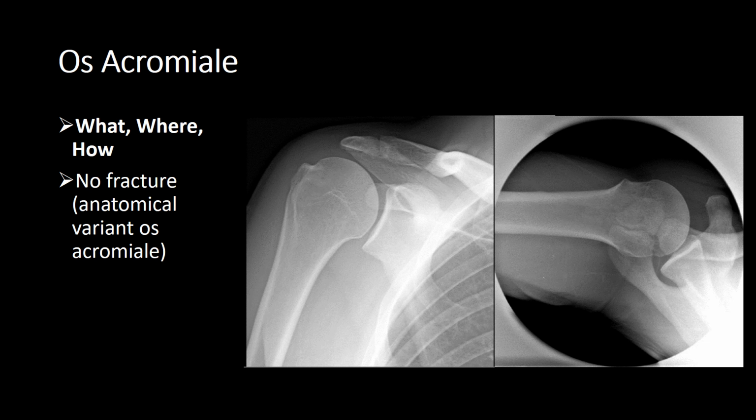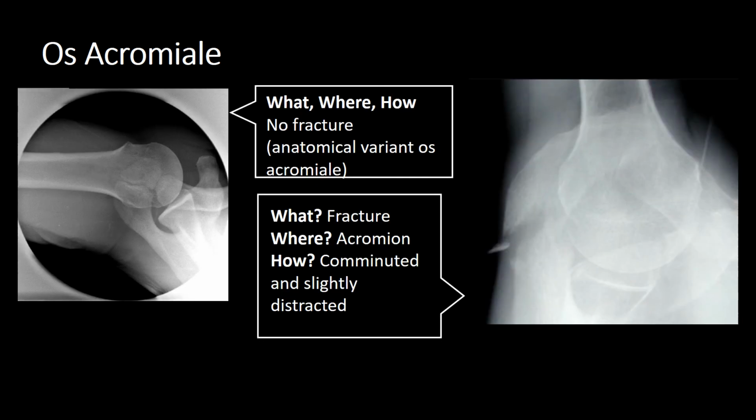Let's compare it to a fracture, shall we? So on the left we have os acromiale with the densely marked sclerotic margins, and on the right here is our acromion, and we can see the sharp irregular margins. There's a break in the cortex, there's a small osseous fragment indicating that it's comminuted, and the fracture site is a little bit distracted.